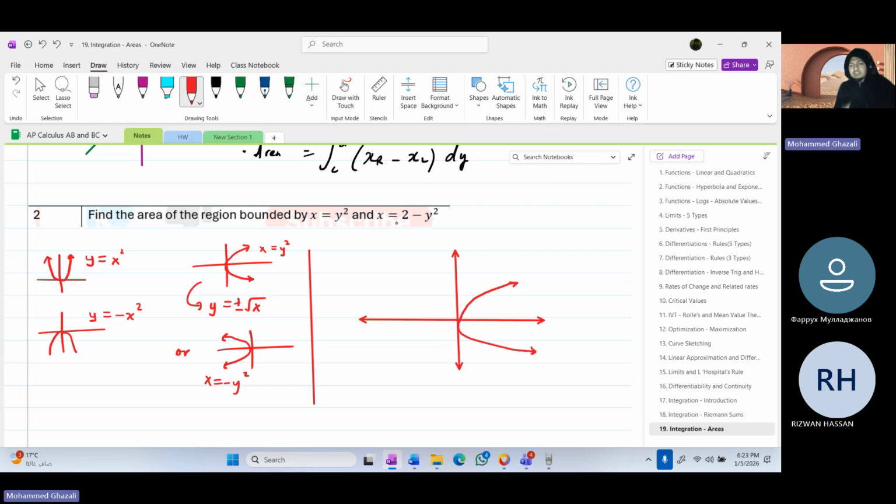And what about the next function? x equals 2 minus y squared. So you're shifting the graph 2 up on the x-axis, right? Because negative y squared is here and you're shifting it 2. Are we good? Minus y squared plus 2. Look at this 2 here. Yeah, okay.